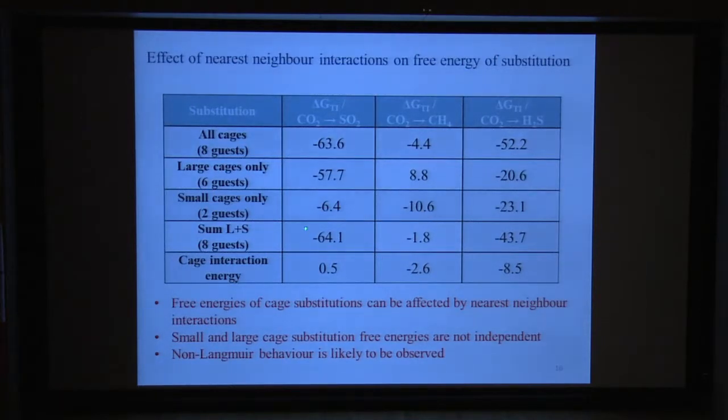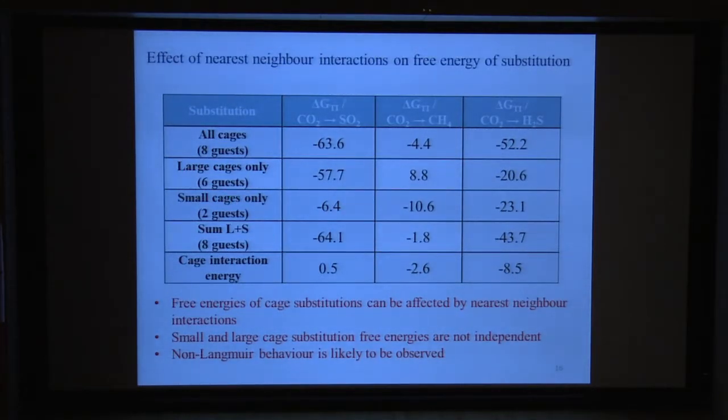Now, in terms of the process, we can analyze it further in terms of the microscopic detail. We can substitute all of the CO2 with SO2 or methane or H2S, and we get the values for the free energy associated with the process. Or we can do the substitution only for the large cages and the small cages separately. Now we see that if we add the sum of the substitution free energies for the large and small cages separately, they don't equal the free energy associated with substituting all the cages at the same time. This shows there's some effect. There are some neighboring effects between the small and large cage substitutions. And the value of the neighboring effect is not very large for SO2 substitution, but for H2S and methane substitution can be fairly large. So this is an effect that we should keep in mind.